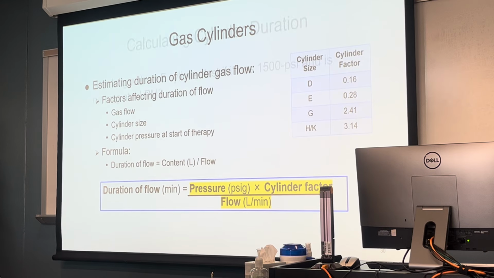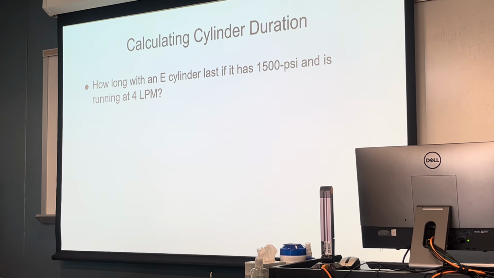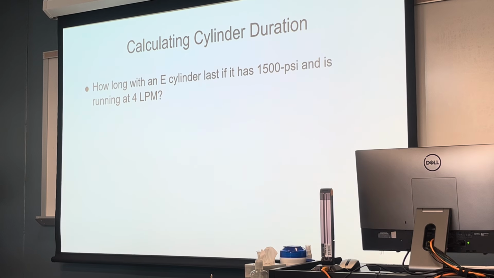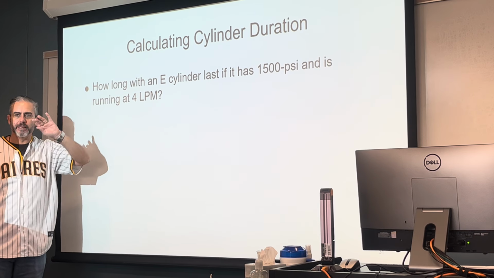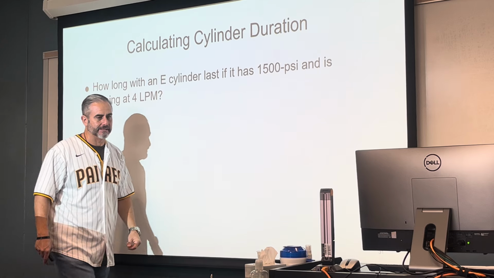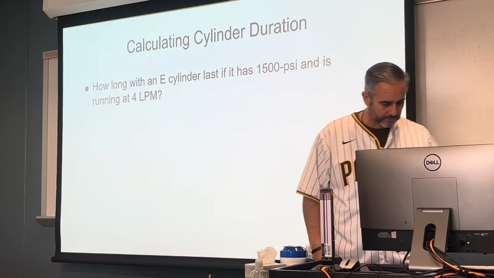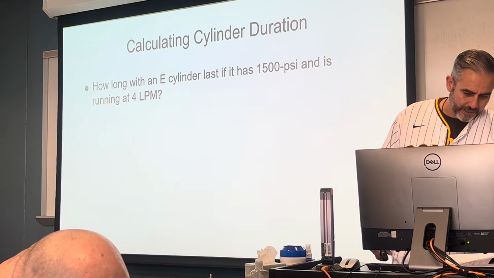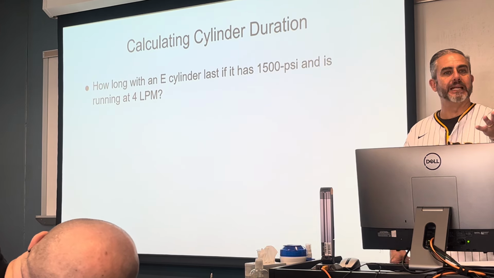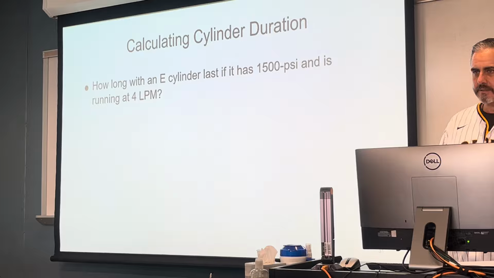I did give you an example, we can do this together. Question is, how long will an E-cylinder last if it has 1500 PSI? So where do we get that from? We read that on the gauge, 1500 PSI, and we're running it at 4 liters per minute. How long will this thing last? I should have said this already, our answer is going to be in minutes. 105 minutes, okay.